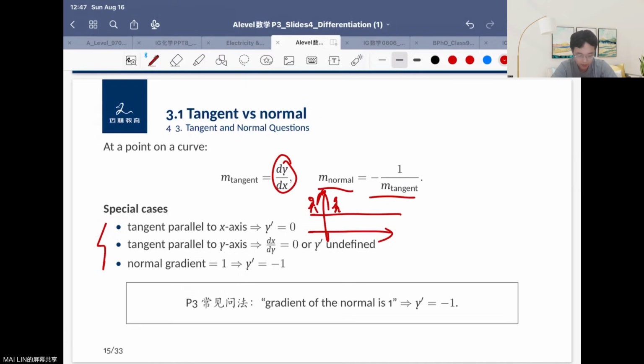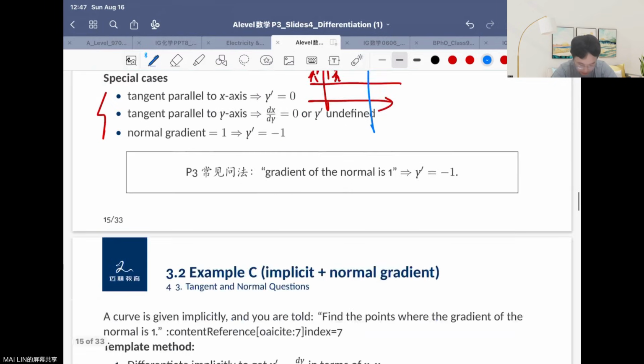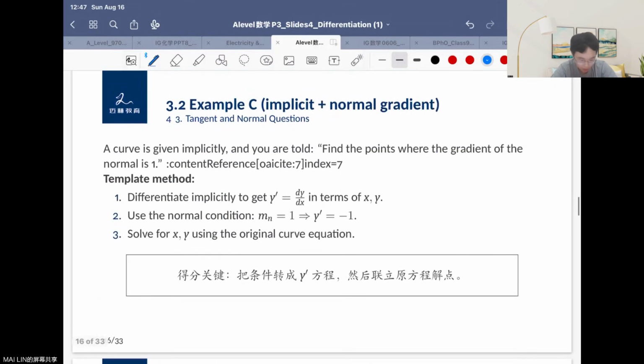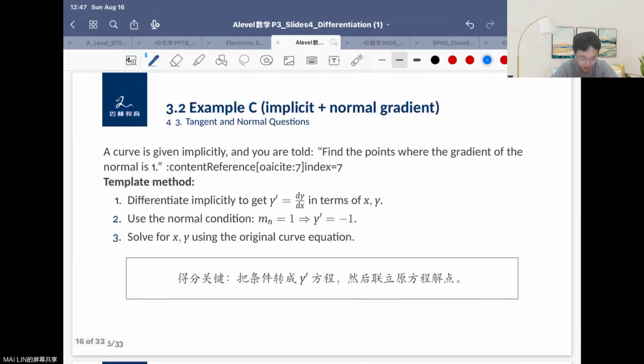And secondly, if the tangent is parallel to the y-axis, that means dx over dy equals zero, or dy over dx is undefined. Undefined here, okay? And for a normal tangent gradient, the differentiation dy over dx equals 1 or negative 1 here, okay? That is it.